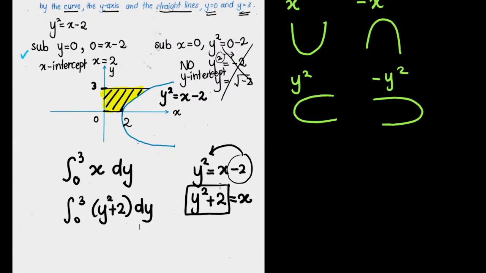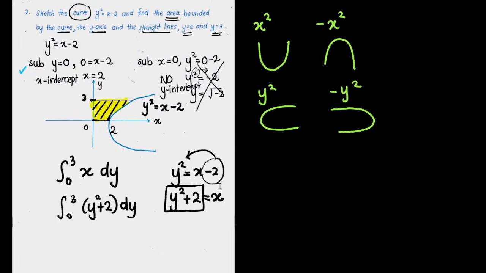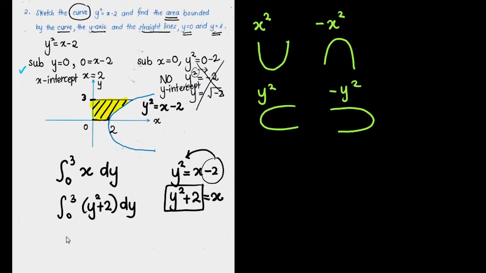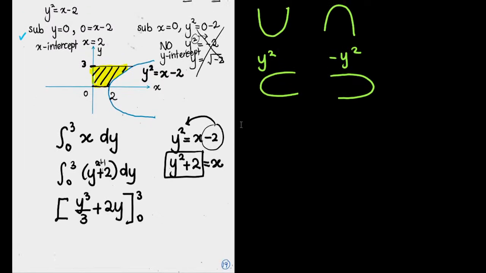Now you integrate. Okay, so when we integrate, y power 3 over 3 plus 2y, 0 to 3. How did you get 3? Because 2 plus 1. Then whatever power you put it at the bottom. The 2, because there's no y, so you attach y there. Okay, so 3 power 3.